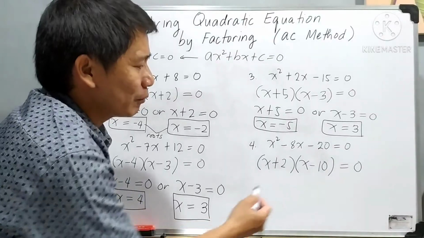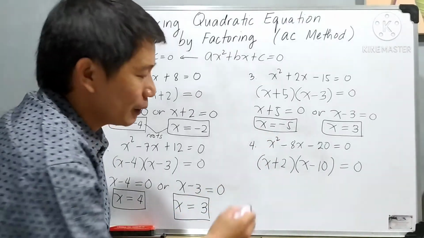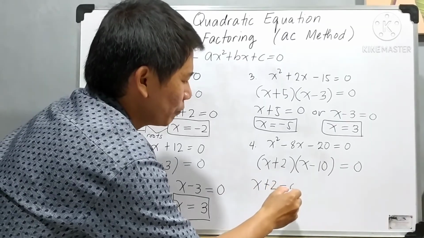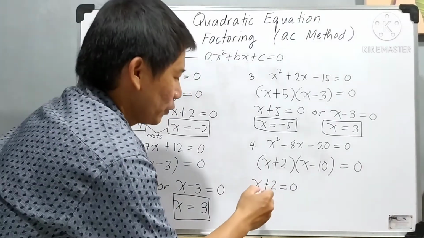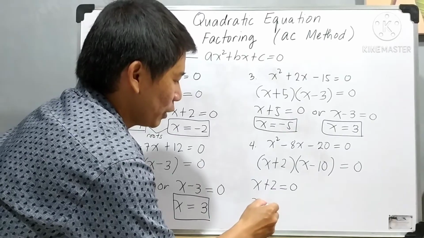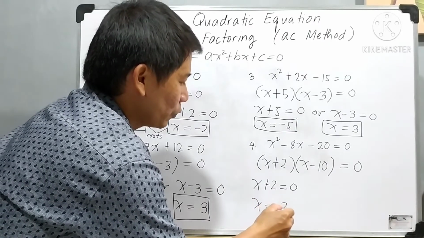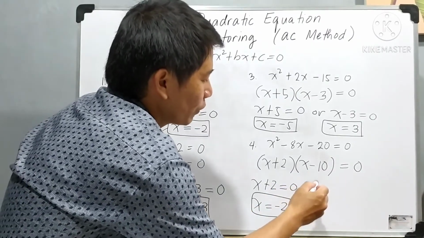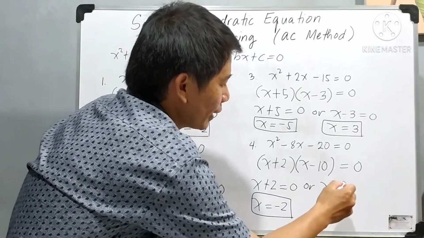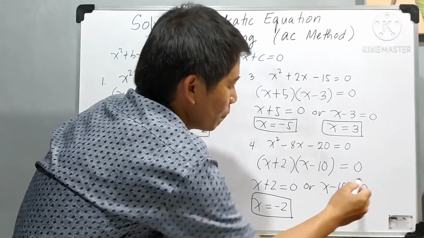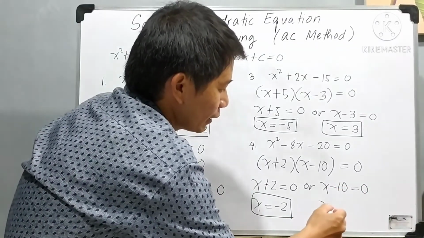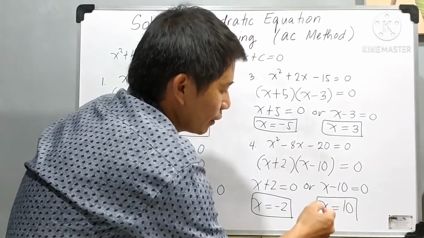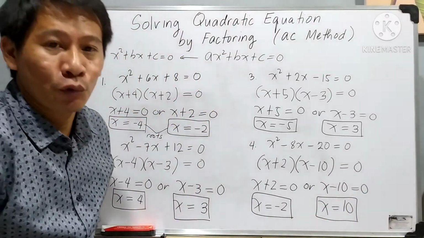And then, after that, apply the zero product property. So, x plus 2 equates sa 0. Solve for x. So, x here is equal to negative 2. And that will be your first root. For the second root, so we have x minus 10 equate to 0. Solve for x. So, x is equal to transpose negative 10, positive 10. And that is your second root.